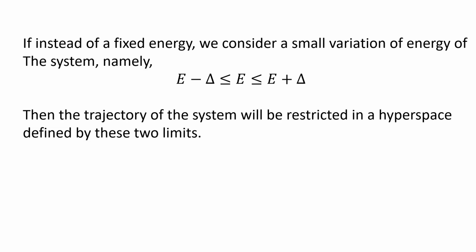Often we find that it is much better not to fix the energy to a single value. You relax the condition that the energy is strictly a constant value E, and allow a small variation of energy. So, the system can have energy between E minus delta and E plus delta, where delta has the dimension of energy and is small compared to E. And so the trajectory of the system will be restricted in a hyperspace defined by these two limits.